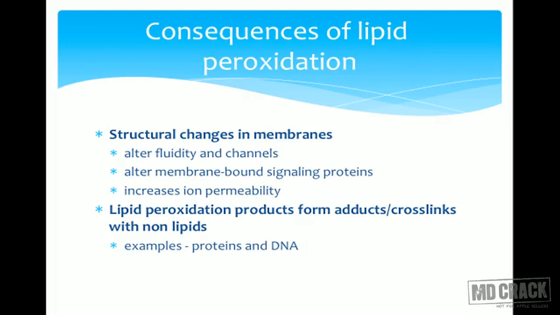Now, what will be the consequences? Lipid peroxidation has initiated, propagated, and terminated. Basically, it results in structural changes in the membrane. It alters the fluidity. It alters the activity of different channels. They alter membrane-bound signaling proteins. It increases ion permeability. Plus these lipid peroxidation products can form adducts or cross-links with non-lipids like proteins and DNA. So it can lead to a lot of consequences.